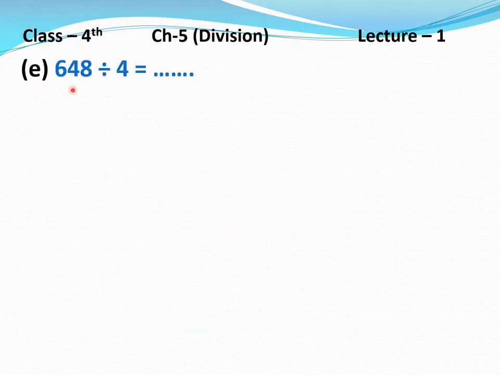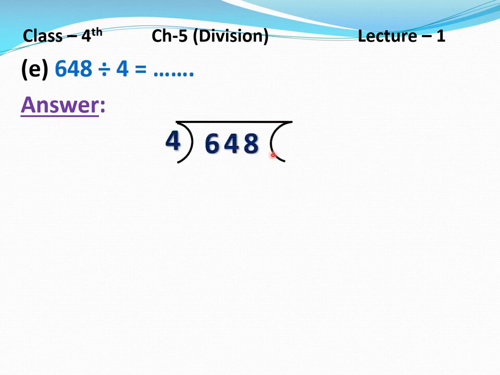Now, E part. 648 divide 4 equal to dash. It means we have to divide 648 by 4. Write down answer. Make a sign like this. Write 4 here and write 648 here. Now see, 4 is a one digit divisor. So we will take only one number in dividend. That is 6. See, but 6 is greater than 4. So multiply this 4 by that number so that it is equal to 6 or less than 6. It should not be greater than 6.